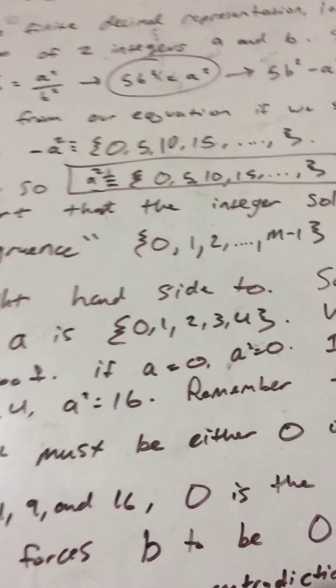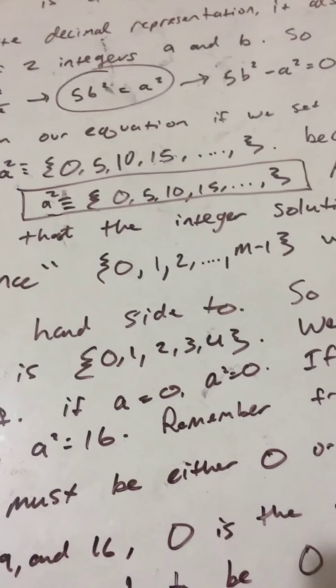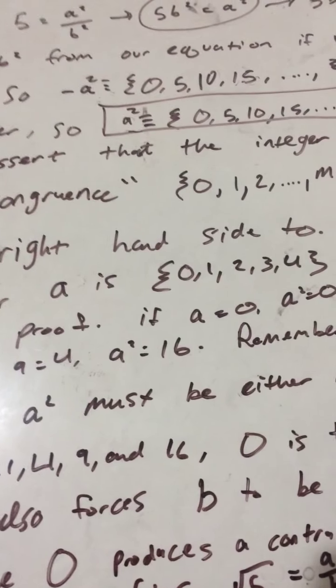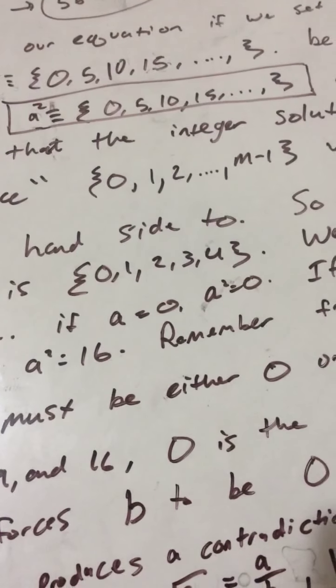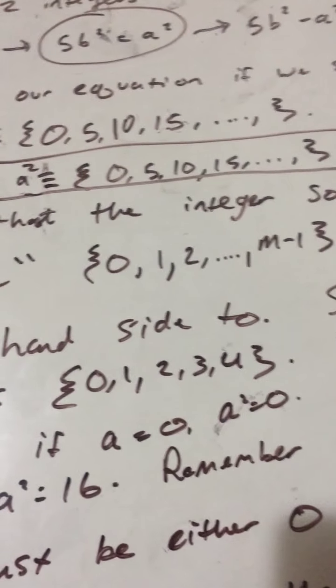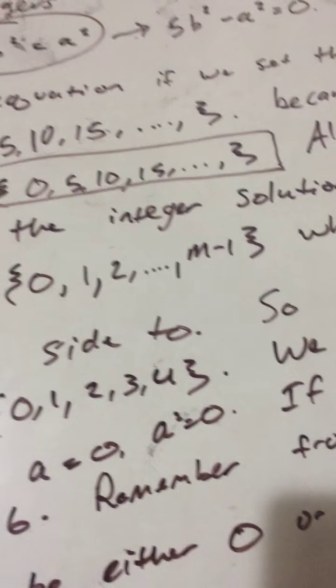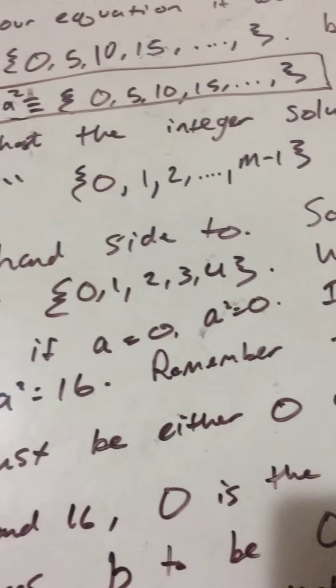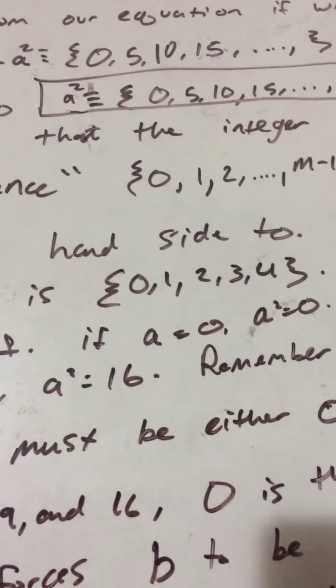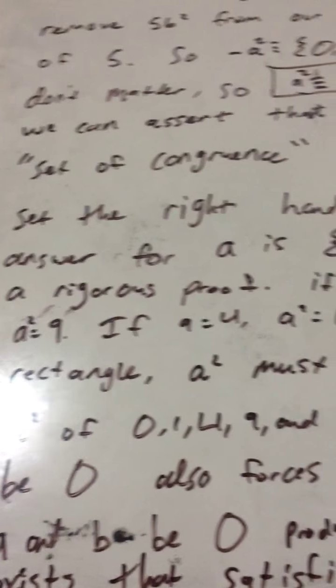So that means that the integer a, the solution, must be in the set of 0, 1, 2, 3, or 4, because from the theorem, it goes from 0 up to m minus 1. m is 5, so it goes from 0 to 4. Those are the 5 possible solutions for a. So we have to test each one, as this is a rigorous proof.